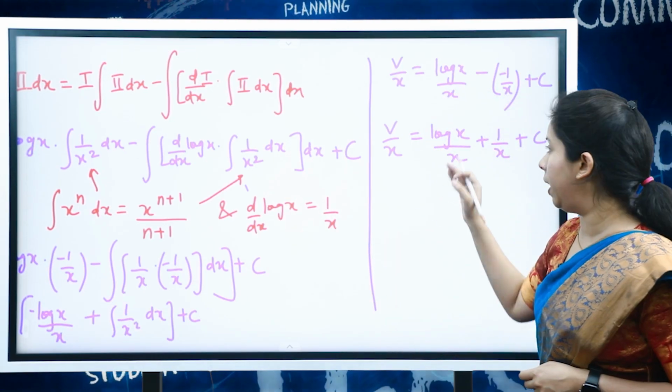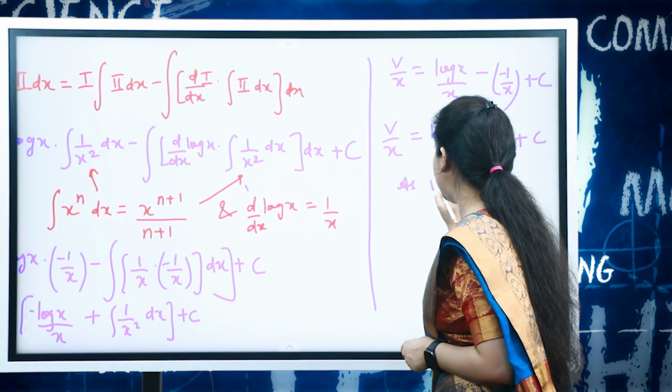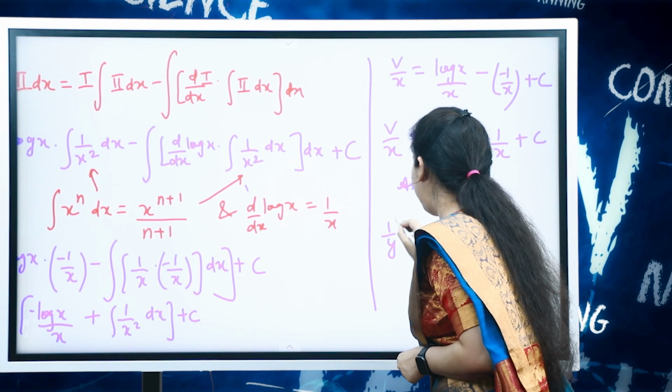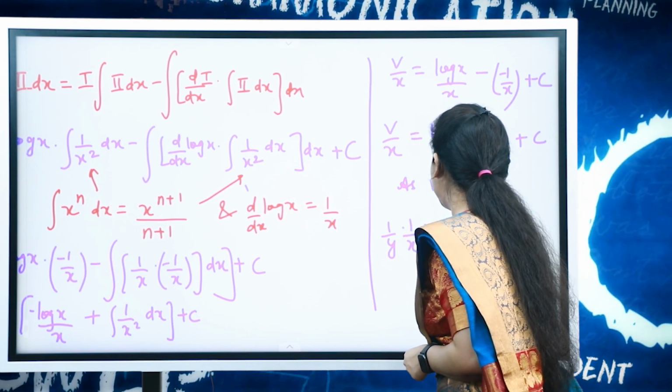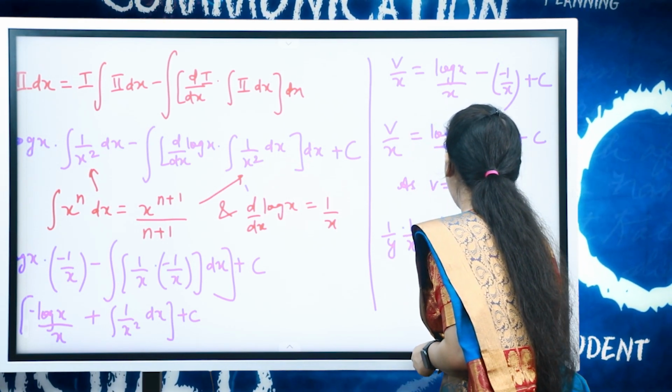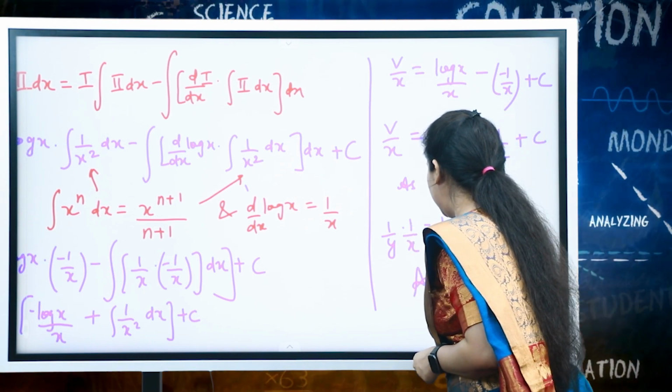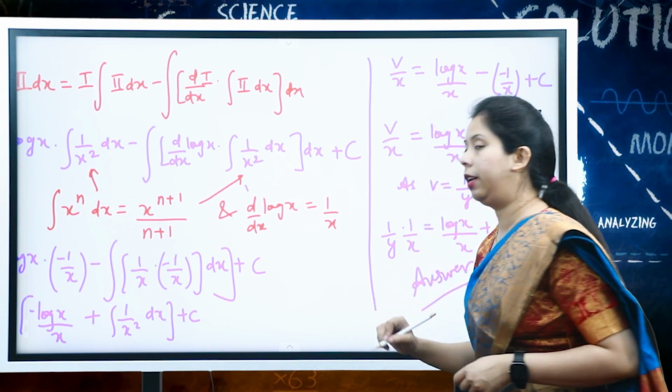The last step is to replace this v. As v is 1 upon y, we will replace it. So we have 1 upon y into 1 upon x is equal to log x upon x plus 1 by x plus c. So this is the final answer for the differential equation.